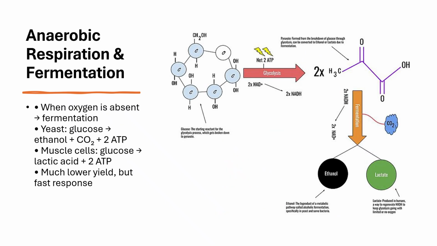Sometimes oxygen is scarce, like when you sprint to catch the bus. Then cells switch to anaerobic respiration or fermentation. Yeast produce ethanol plus CO2. Hello, bread rising and alcohol, while your muscles produce lactic acid. Hello, sore legs. Both yield only 2 ATP per glucose, a lot less than aerobic. Fermentation is like the emergency generator. Not ideal, but useful when you're out of fuel.